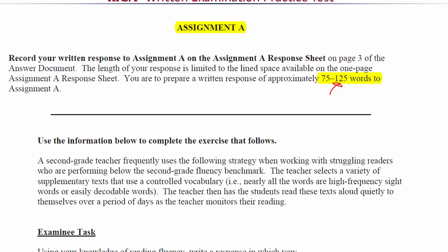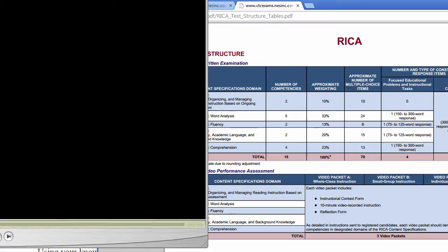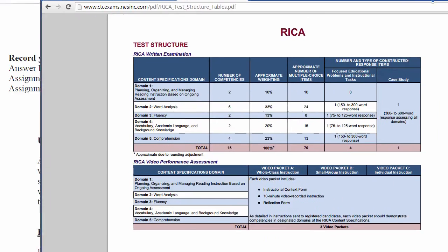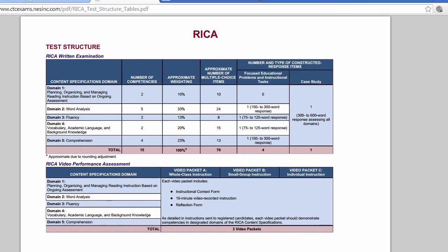If you're curious about how I know where these questions come from, and wow, a new window just opened. Let me get rid of it. Well, that was a surprise. I'm shocked. It is here. If you take a look and you see domain 3, fluency, they tell you that is going to be one of the essays. And I went over this in the technical information, that this is assignment A.